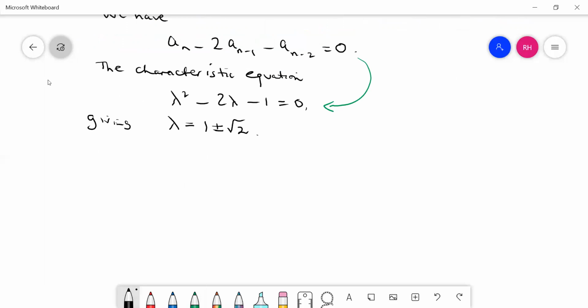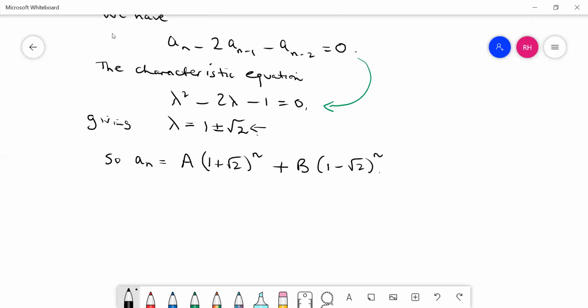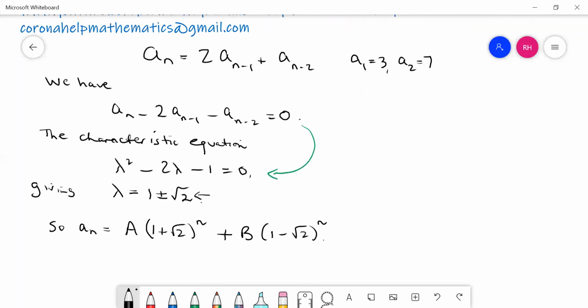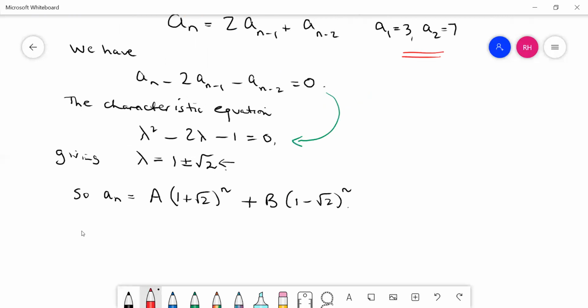At this point, we know some of the answer. We know that AN equals, I'm going to call it big A, times 1 plus root 2 to the n, plus B times 1 minus root 2 to the n. That will be sufficient if the question didn't give you these initial conditions. Once we have these initial conditions, we can calculate big A and big B.